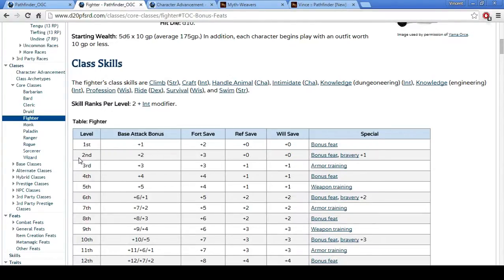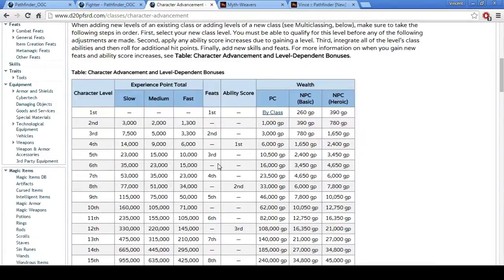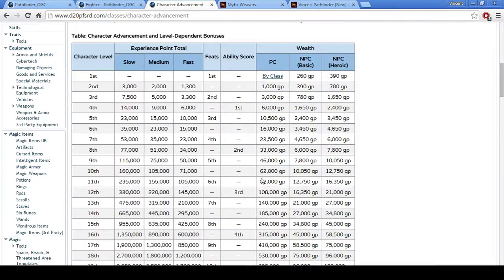So it's like at first level I get this, at second level I get this, and so on. But it is possible, like you can take one level of fighter, and then your next level could be in wizard. And then instead of being a second level fighter, you are a first level fighter with first level wizard, and you get all that stuff and add it up together. So I don't recommend you do that for your first game, and for your first game, just stick with one class.